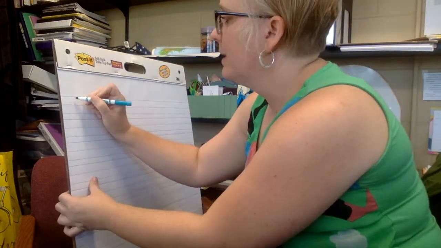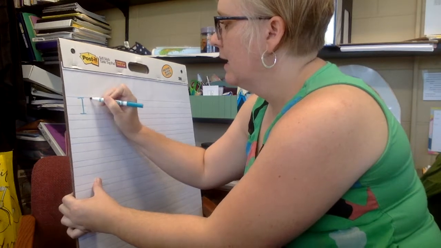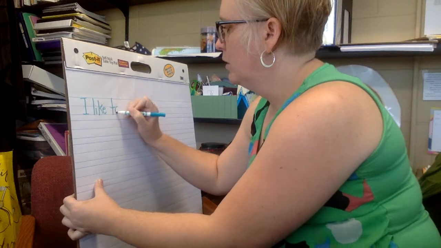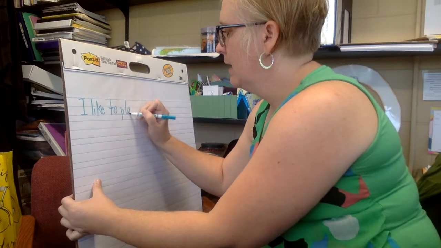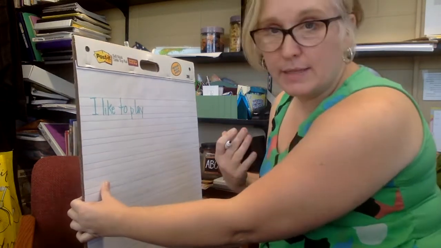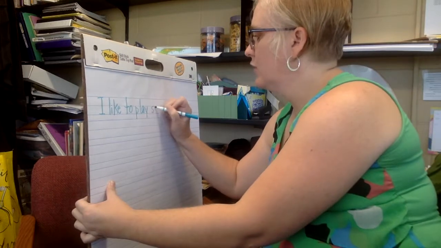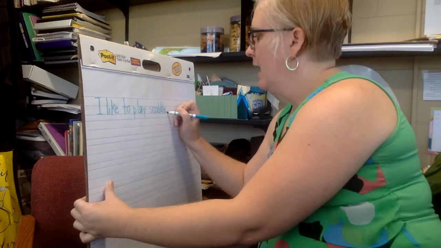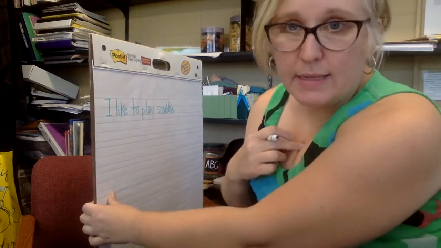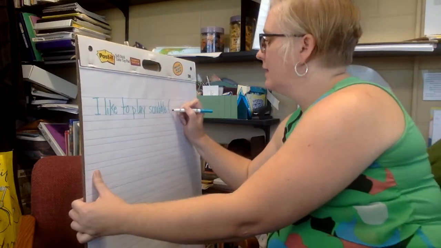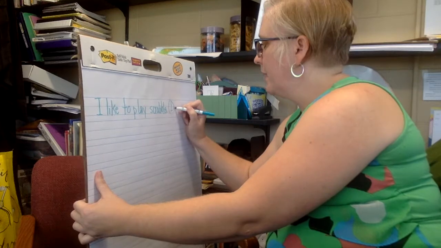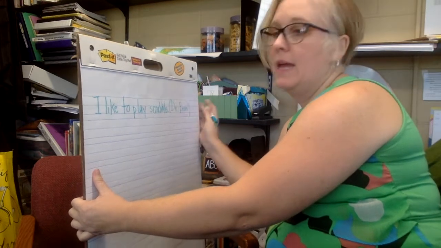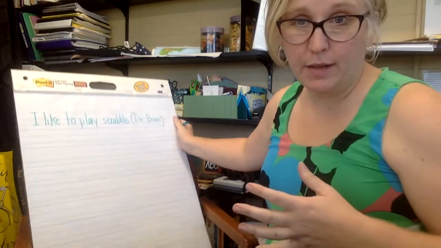All right, so I start by saying "I like to play," and then I'm going to say Scrabble. So I write in Scrabble. Now, I said this sentence. This is my sentence, so I'm going to label this sentence Dr. Beam.